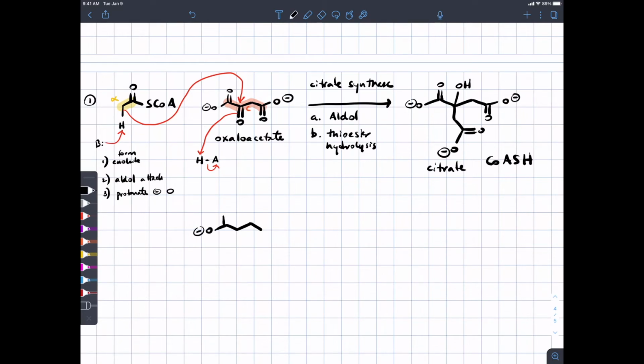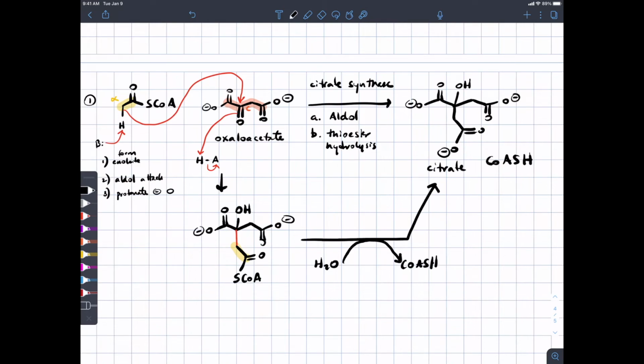Just for simplicity's sake, I'm going to illustrate one of the possible options. Here is the new bond we made. Here is the acetyl-CoA group. And at this stage, this is a chiral molecule, and we could tell which of the 2 carbons were from acetyl-CoA. What happens next is thioester hydrolysis, where we're going to lose coenzyme A.